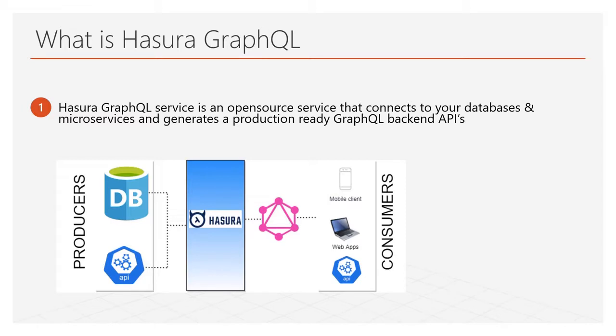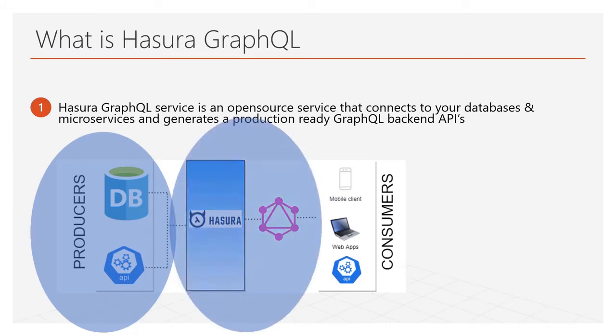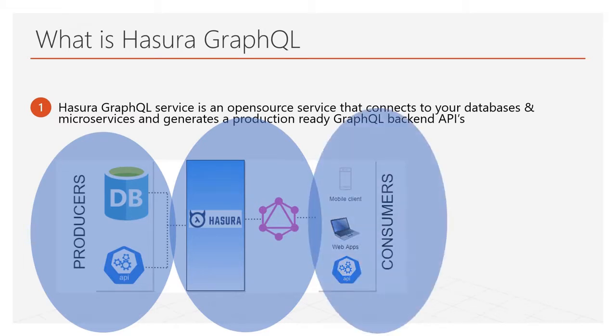Let us look at the diagram. Assume you have producers, for example databases or APIs. You use the Hasura GraphQL and it generates APIs for those producers and your consumers. For example, mobile applications or web applications or any other APIs will consume those GraphQL APIs to fetch the data.